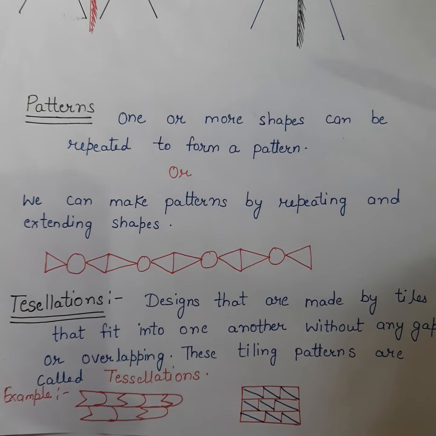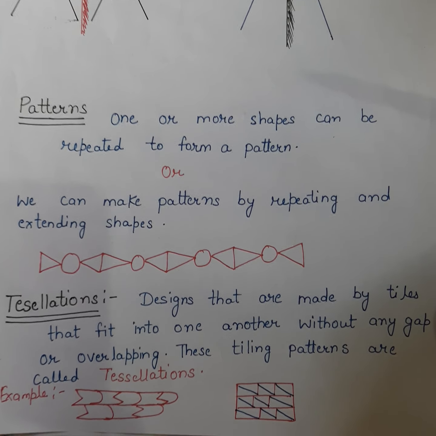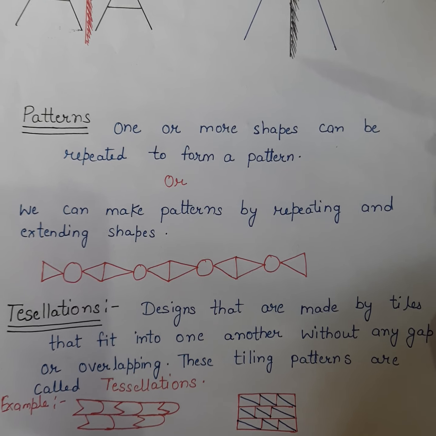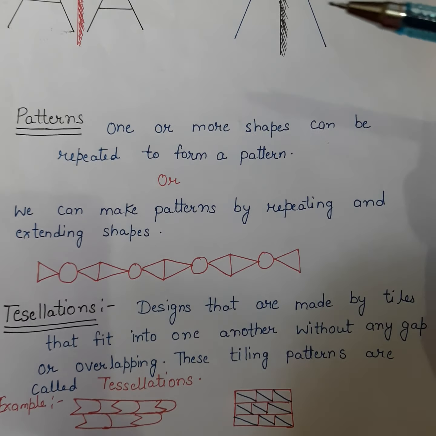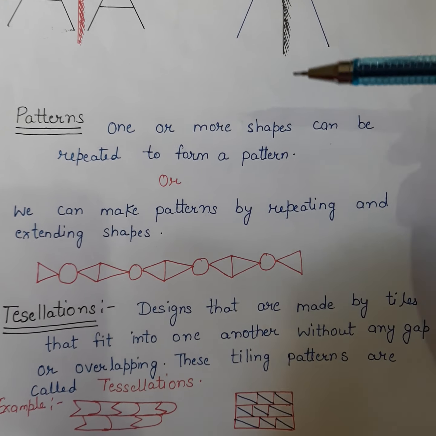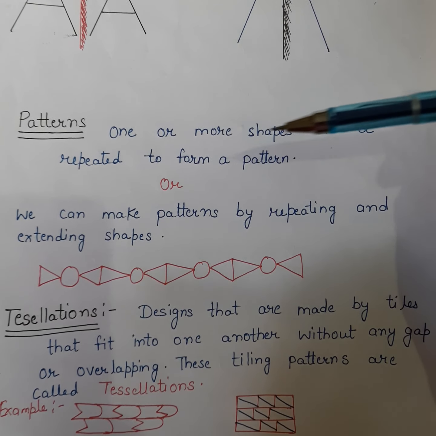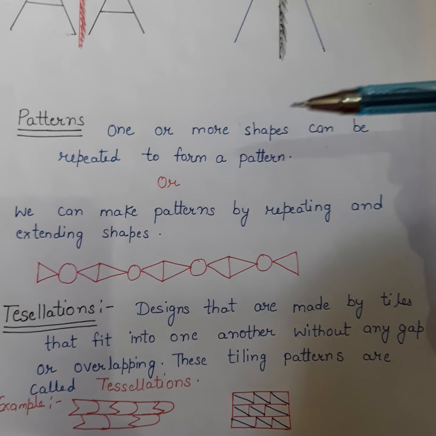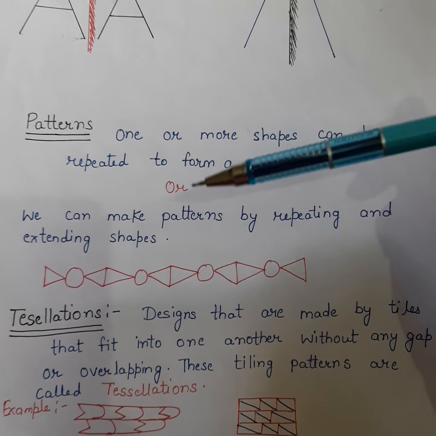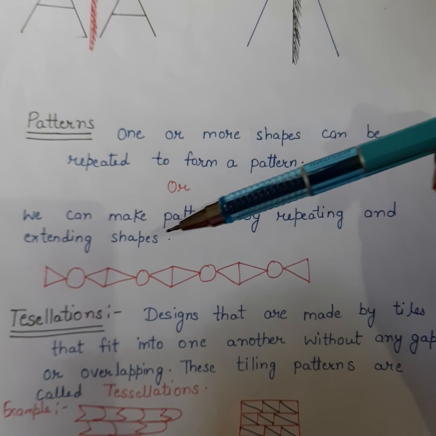Good morning all. After exercise 9.2, now I'm explaining exercise 9.3. 9.3 is basically about the pattern and the tessellation. What about the patterns? One or more shapes can be repeated to form a pattern. When we are repeating the design, we are repeating the shapes, then what we call it pattern. Or we can make patterns by repeating and extending the shapes.